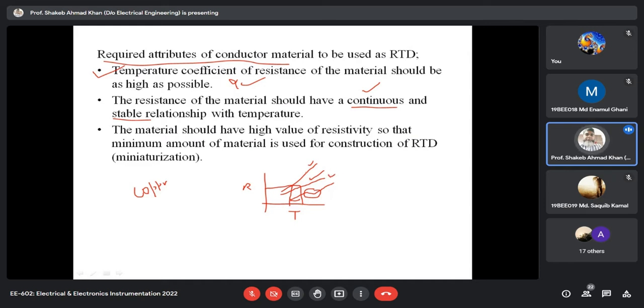You never know whether the characteristic has drifted or not. Although there is a mechanism for doing that, in any case we don't like a material whose characteristic drifts. And this is not true only for the RTD, it is true for any sensor. So in general, the response of the material with respect to the stimulus or parameter which we want to measure, the sensor should have a continuous and stable relationship.